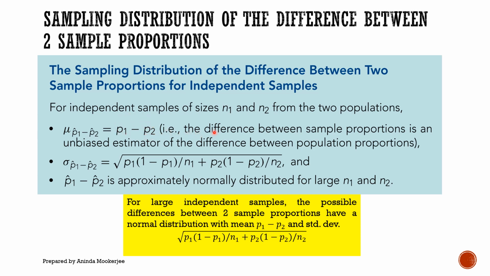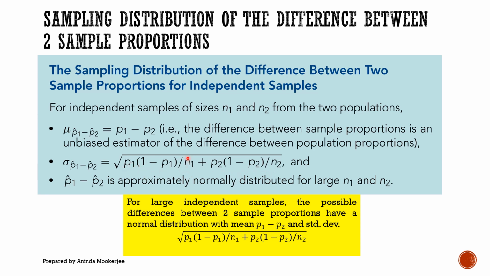So let's read how they have put this, explain this verbally. It says the difference between sample proportions is an unbiased estimator of the difference between population proportions. The standard deviation of the difference is given by this formula, the square root of p sub 1 times 1 minus p sub 1 divided by n1 plus p sub 2 times 1 minus p sub 2 divided by n2.